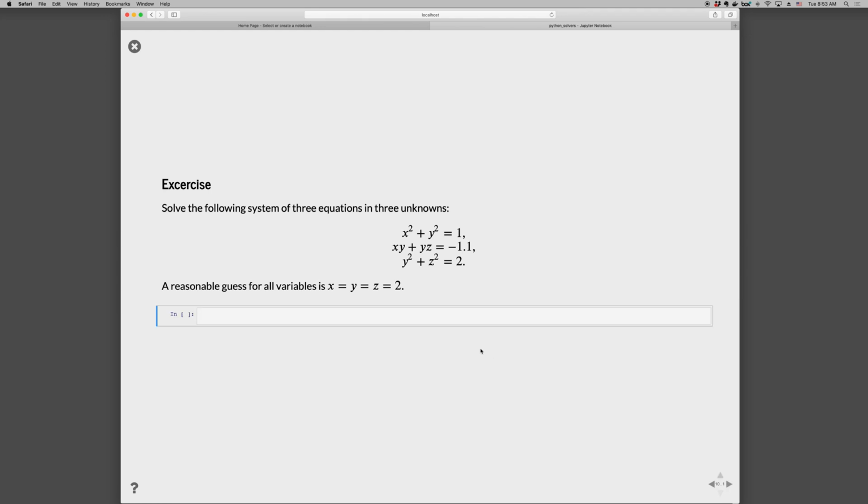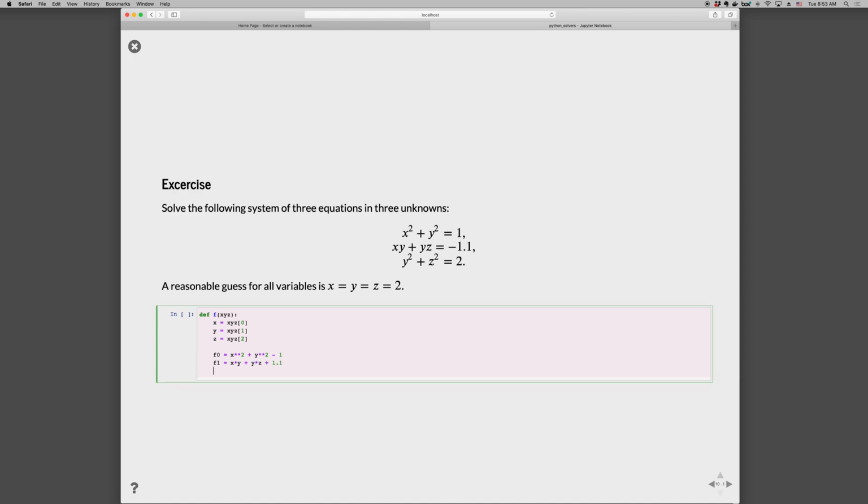Okay, for this one, again, def, I'll call this just f of xyz, and we'll go x is xyz 0, yz 2, 1. And that makes it easier to write these functions. So I'm going to write f0 is x squared plus y squared minus 1, because I want them in the form f equals 0. And f1 is x times y plus y times z plus 1.1.